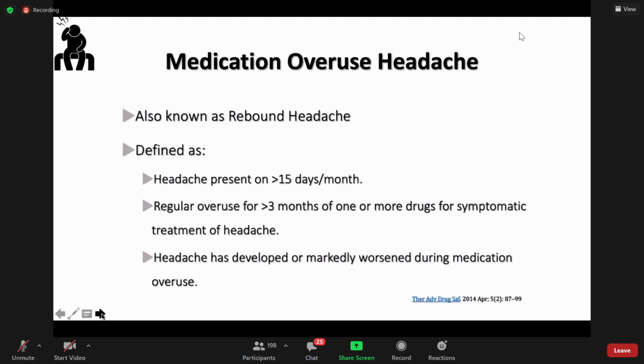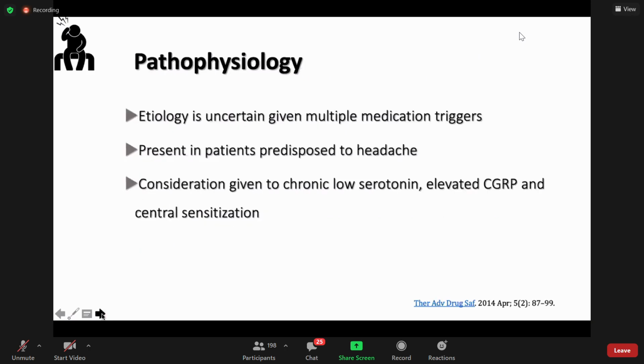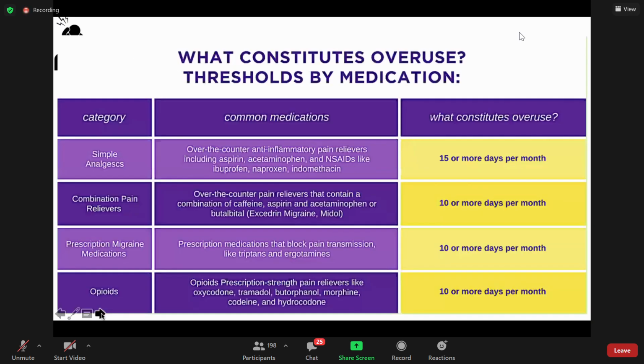Medication overuse is defined as a headache present more than 15 days per month, where the person may be overusing analgesics for over 3 months and is markedly worsened with this medication overuse. The etiology is uncertain, but it is present in patients who are predisposed to headache, and probably those patients have chronic low serotonin level or elevated levels of calcitonin gene related peptides and central sensitization.